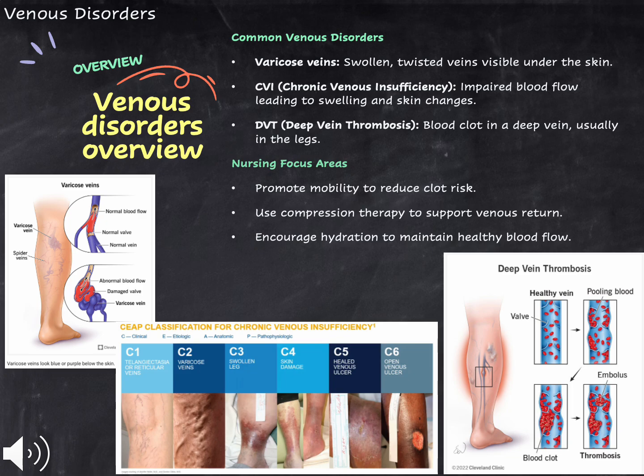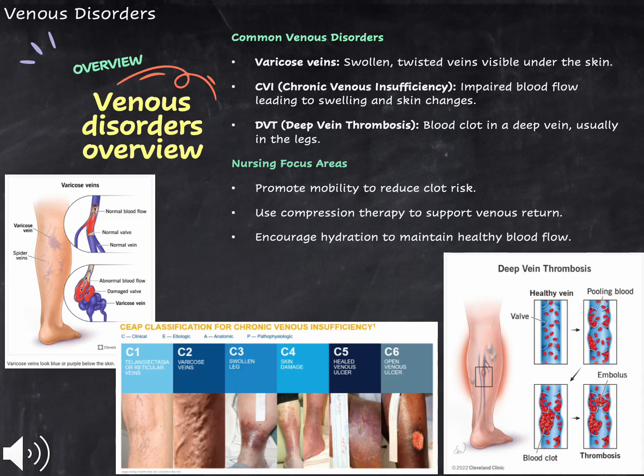Venous disorders are all about stasis, blood that isn't moving efficiently. When venous return slows, pressure builds in the legs, leading to swelling, heaviness, and sometimes ulcers. The most common conditions you'll encounter are varicose veins, chronic venous insufficiency, CVI, and deep vein thrombosis, DVT.